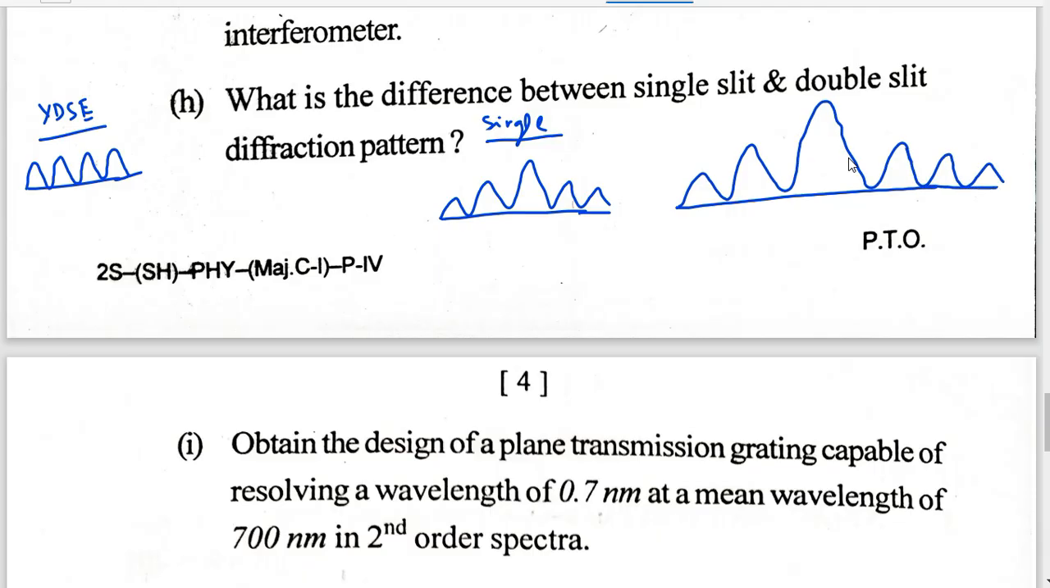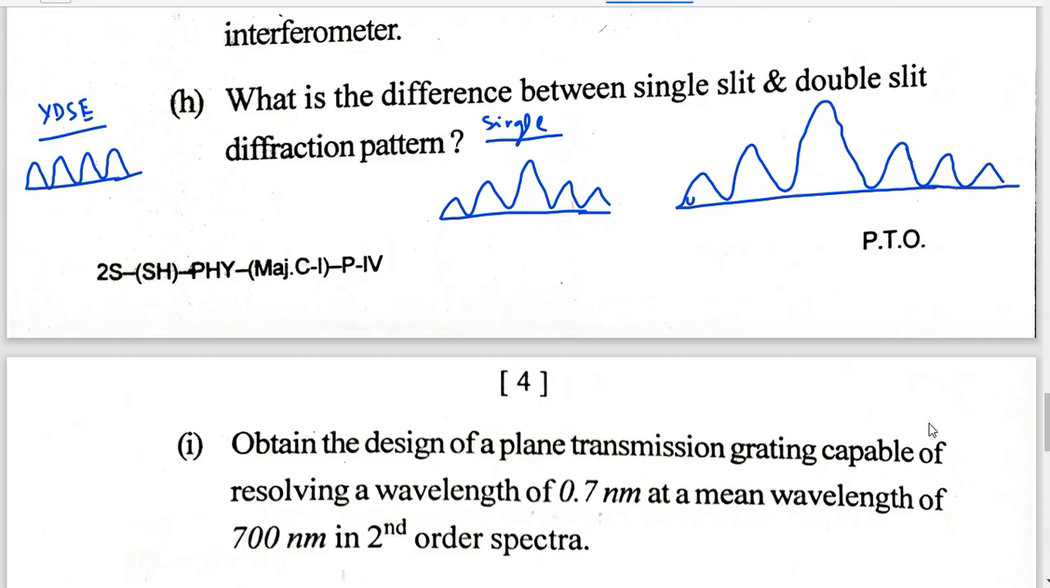This is a single slit pattern. So the double slit pattern is inside there. So how can you blur that one? You have to draw the patterns that will be like this.